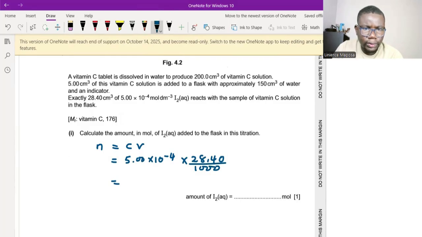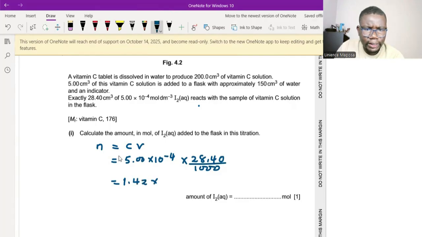So equal to, then I go to my on-screen calculator. Let me put this calculator this side. So it's 5, then the exponent button on the calculator, exponent -4, and then I'll press equal because I'm trying to be cautious. And then 28.4 divided by 1,000. You can just press everything and then say equal to. So it gives me 1.42 times 10 to the minus 5.